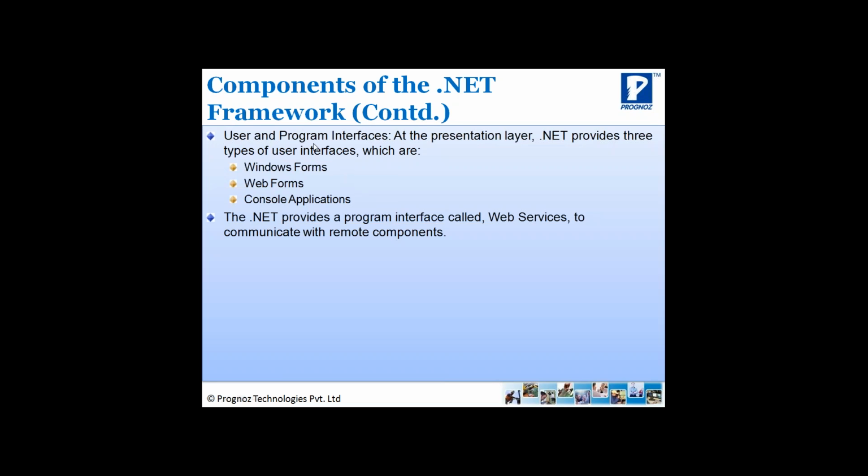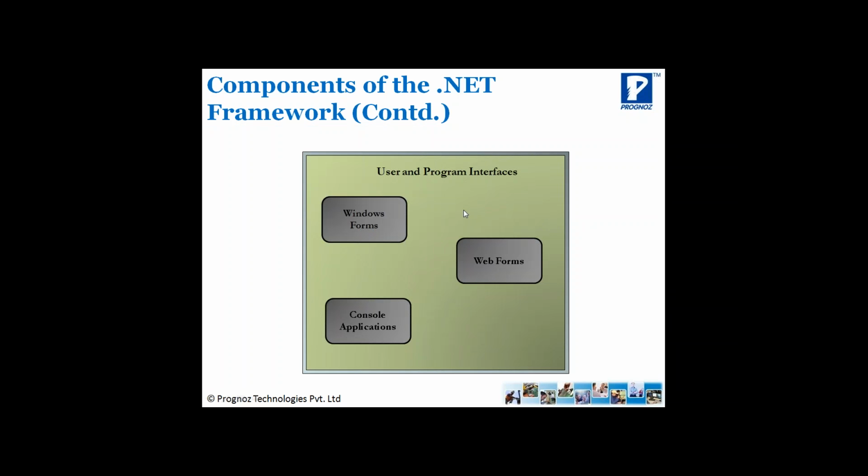User and program interfaces. At the presentation layer, .NET provides three types of user interfaces: Windows Forms, Web Forms, and Console applications. .NET provides a program interface called Web Service to communicate with remote components, which we are going to learn gradually. So here we can see Windows Forms, Web Forms, and Console applications.